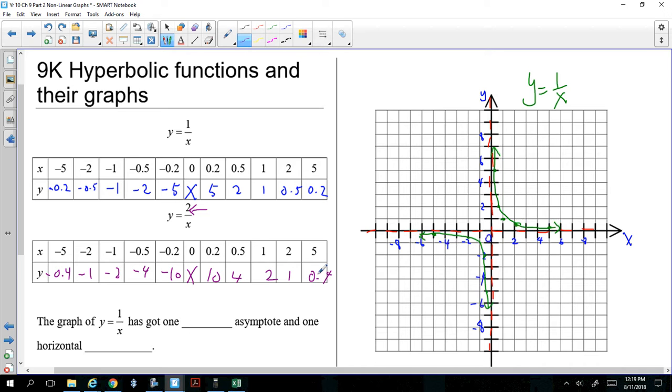So if you double, let's see what effect it has on the graph. Let's start with 0.2 is 10. And then 0.5 is 4. And then 1 is 2. And then 2 is 1. And 5 is 0.4. Something like this. So if I were to draw it, it looks like this.